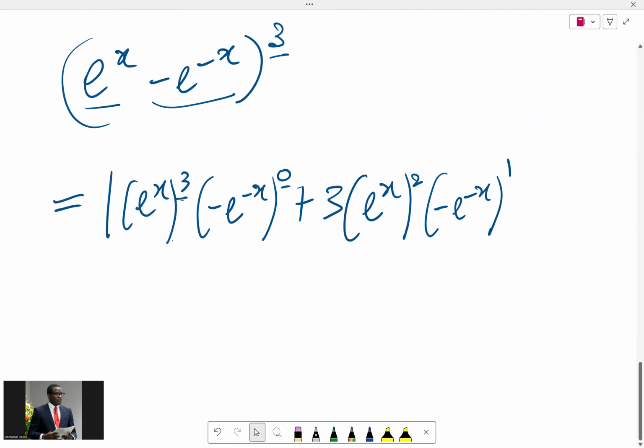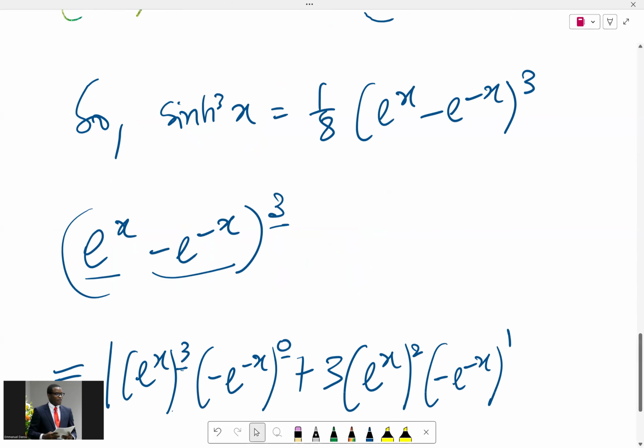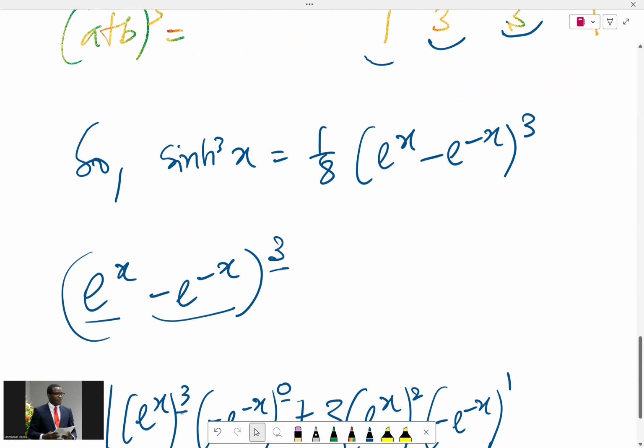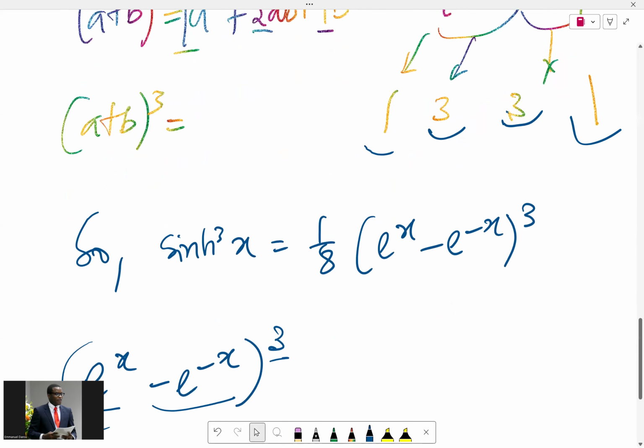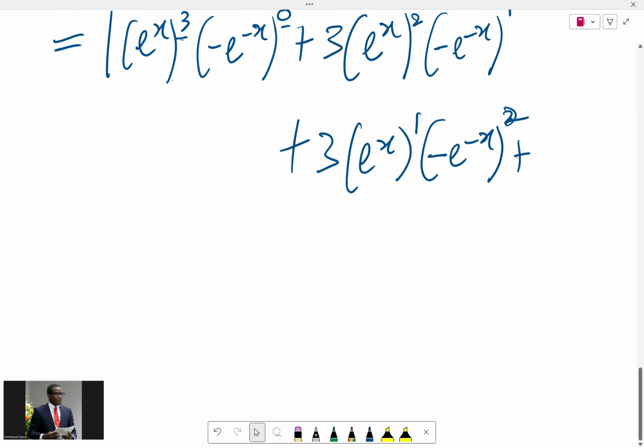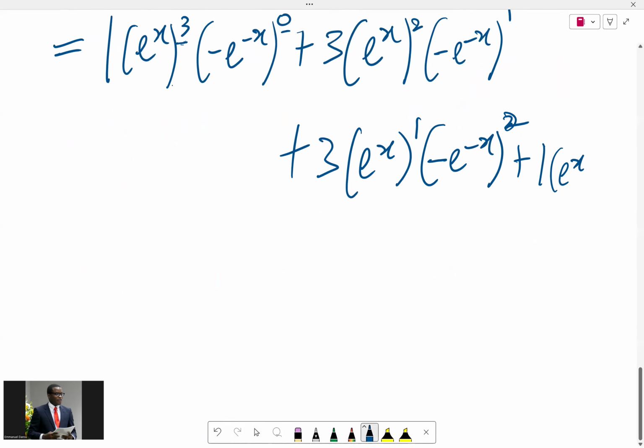That's the second term. Plus the third term, the coefficient again is 3. And don't forget the last one is 1. So you have 3 e raised power x. So 3, 2, the next thing is 1. Then 0, 1 minus e raised power minus x raised power 2 now. Okay. So this one increases to 2. Plus, lastly, the last coefficient is 1. Okay. 1, 3, 3, 1. So you have 1 e raised power x. Then 1 goes to 0. And so you have minus e raised power minus x raised power 3.